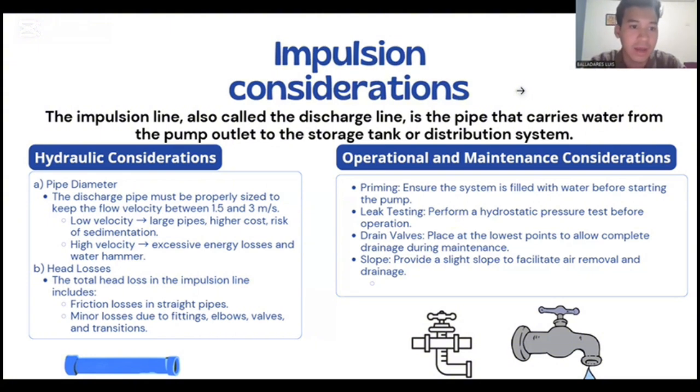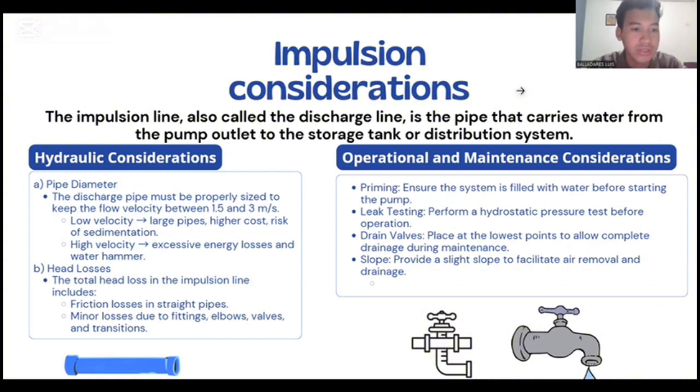First, we have the hydraulic considerations, such as the pipe diameter. The discharge pipe must be properly sized to keep the flow velocity between 1.5 and 3 meters per second. At low velocity, we need large pipes and it's a higher cost. High velocity causes excessive energy losses and water hammer.